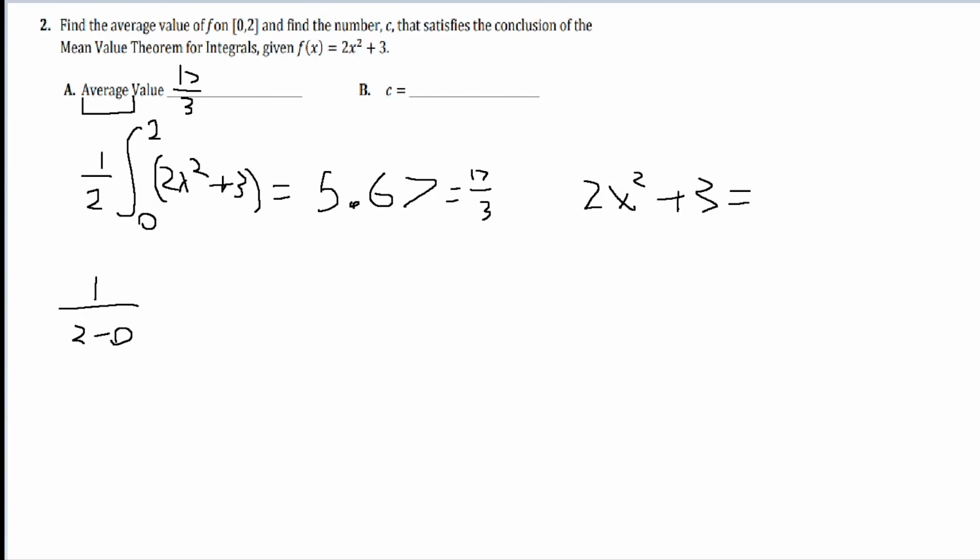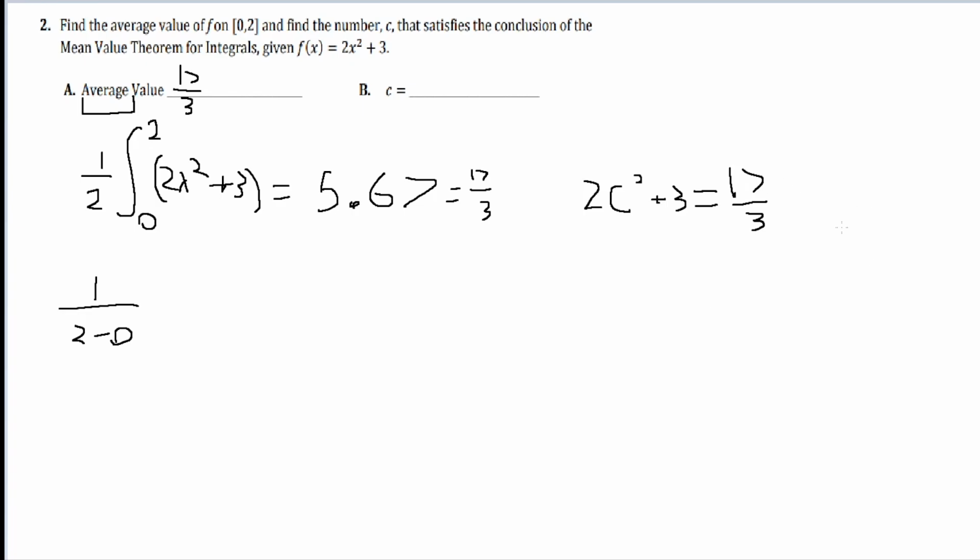But what I'm going to do is I'm actually going to replace the x with c squared instead. So I'm just going to replace the x with the c instead, and that's just a different value because I've asked specifically for c. Plus 3 equals the value that we have found previously, our average value, which is 17 over 3. Wonderful.